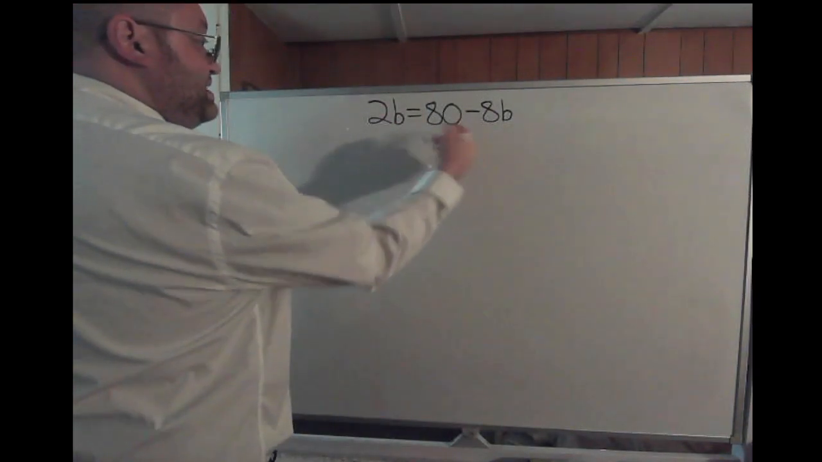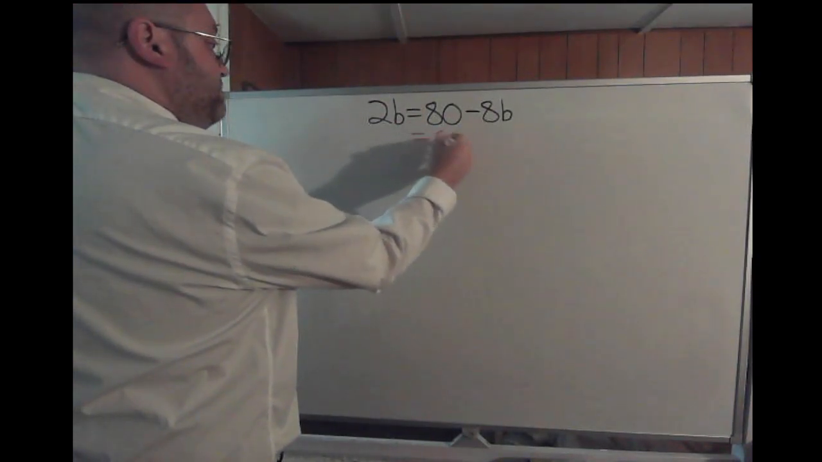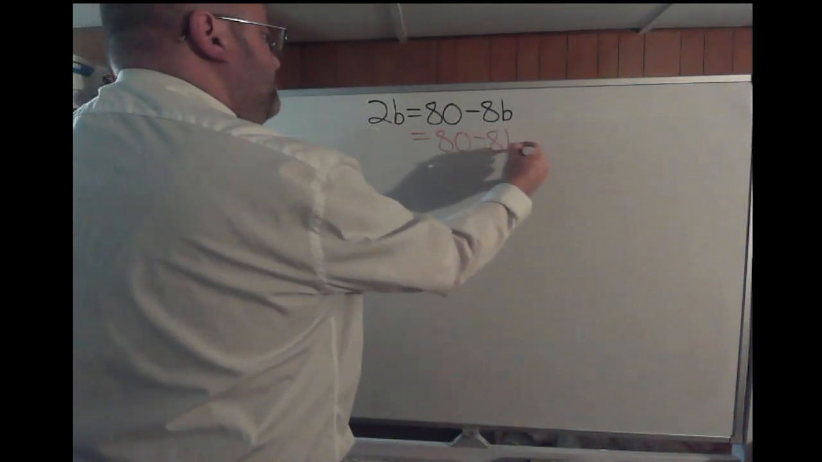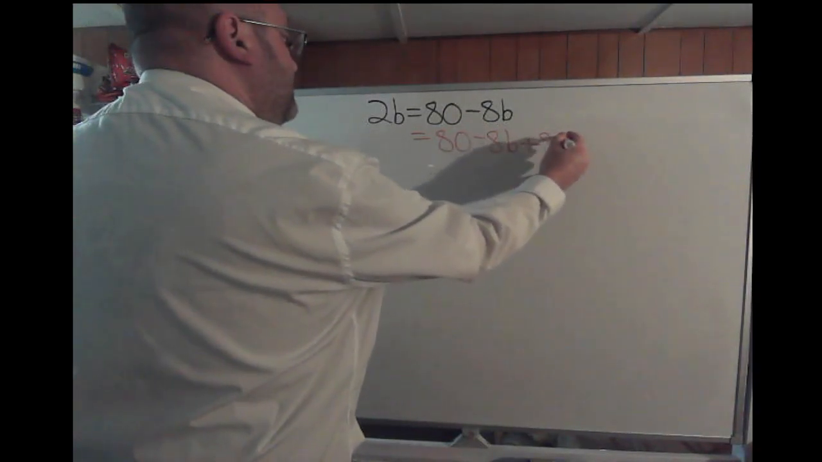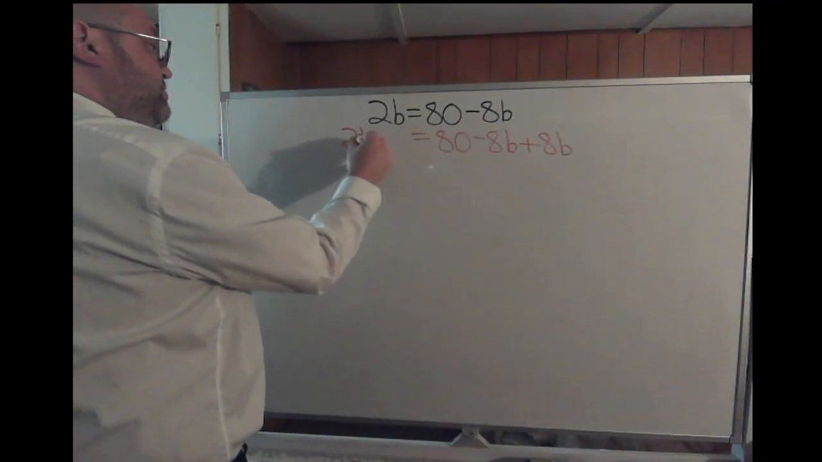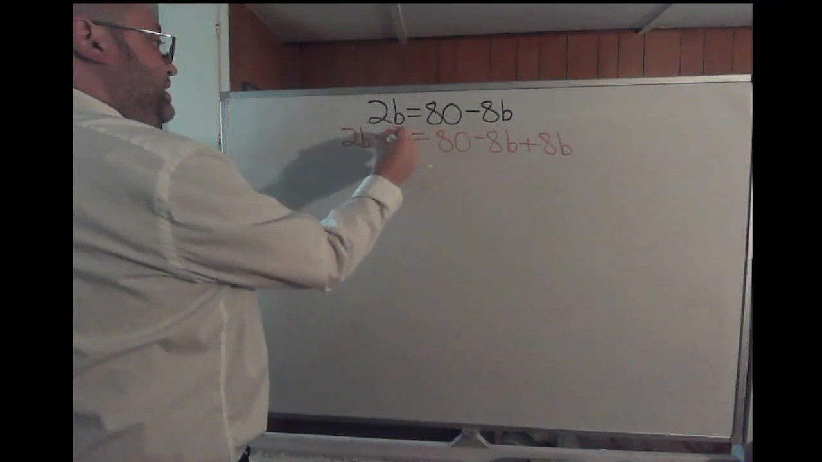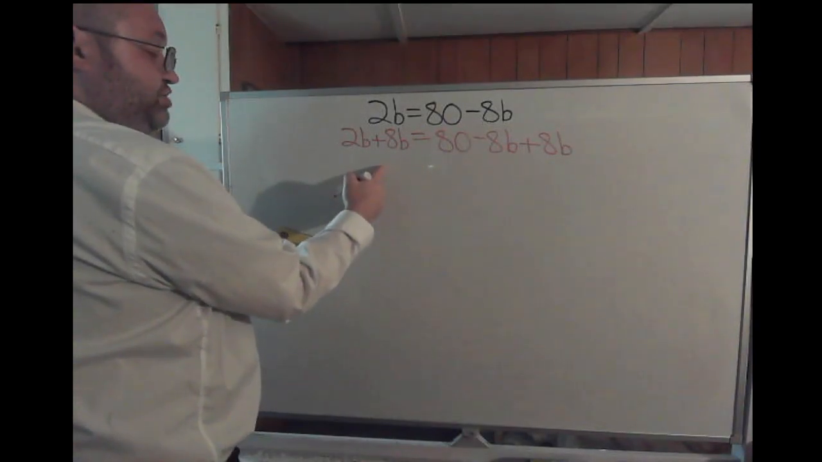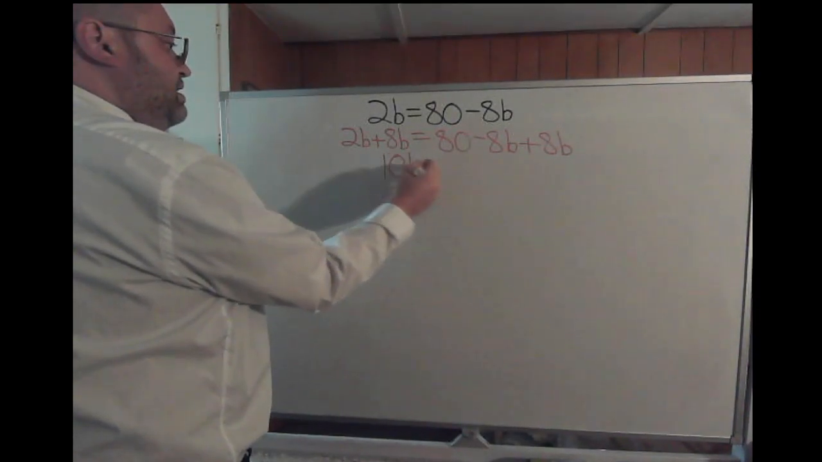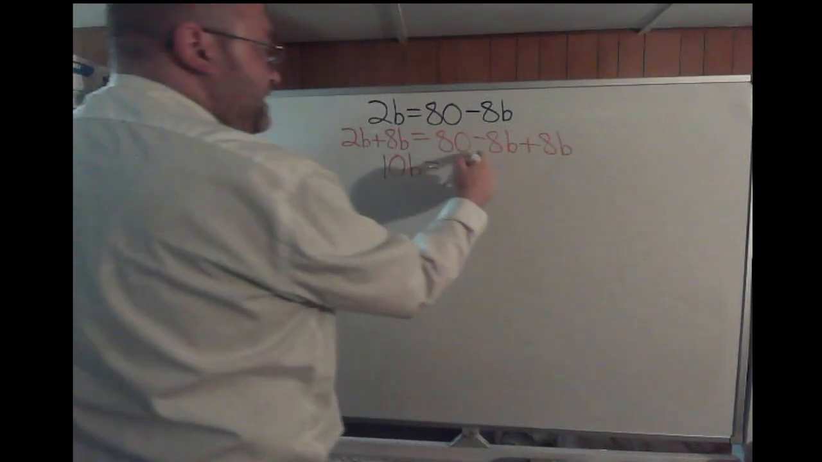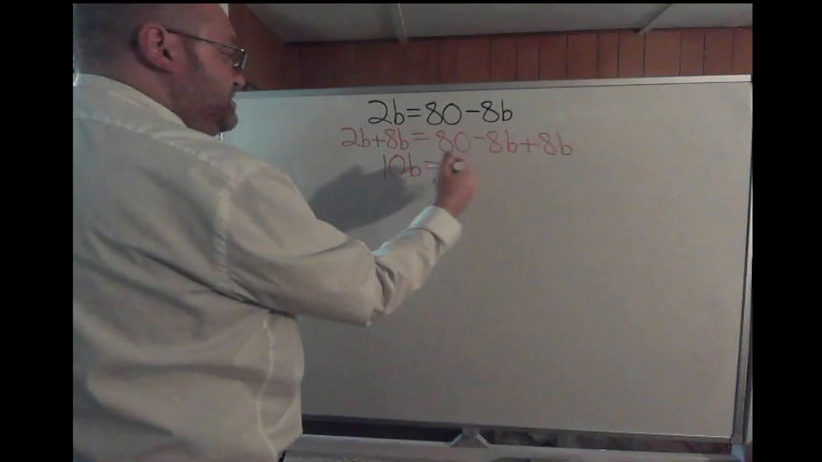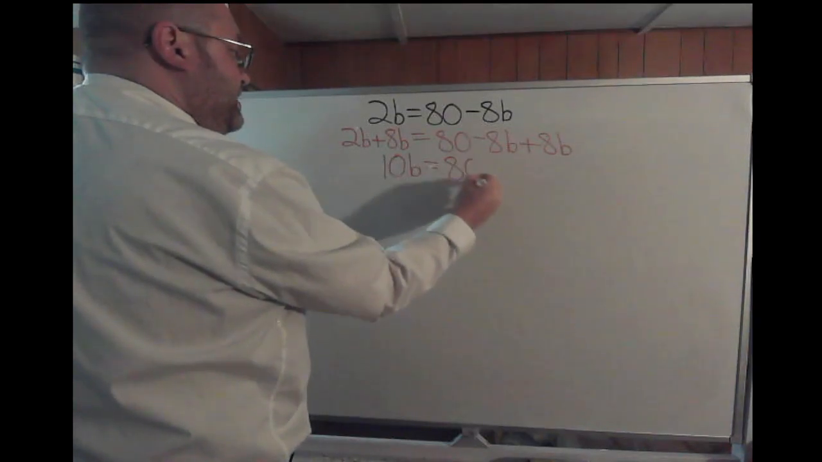So we have minus 8b, which means we need to add 8b to get rid of it out of the right hand side. So you have 80 minus 8b plus 8b. But what you do to the right side, you've got to do to the left. You'll have to do 2b plus 8b. Left side, 2b plus 8b, that's 10b. That'll be equal to 80 minus 8b plus 8b. The negative 8b plus positive 8b goes to 0. You'll just have 80 on the right.